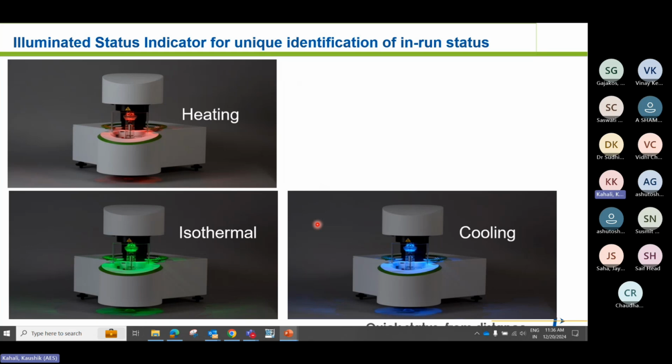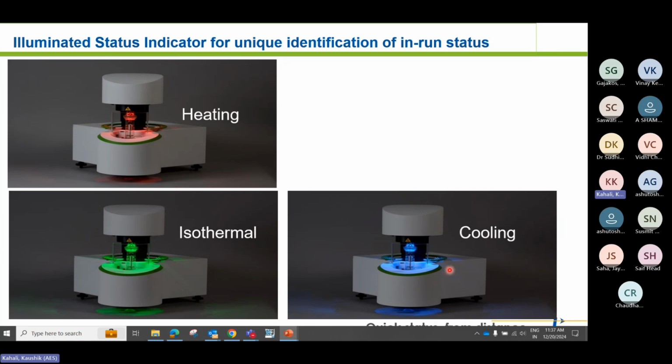And one more additional feature, or we can say a unique feature, we have in this model. Normally, to understand what stage of your method you are at, you need to go to the monitor to see whether it is heating, cooling or isothermal. But here we have three different light codings, by viewing which you can understand what mode the system is working in. If it is heating, you see a red light. When it is isothermal, it is a green light, and if it is cooling, it is a blue light.